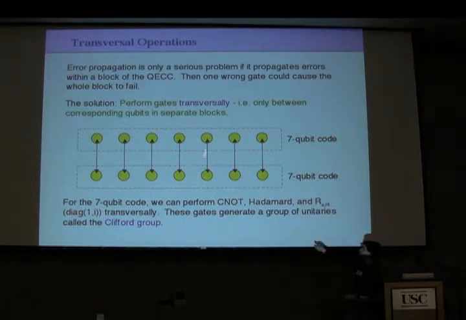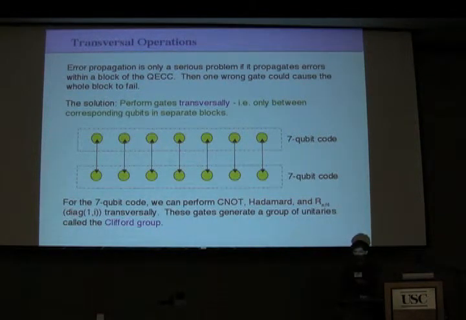So if one of these gates goes wrong, well, then we'll have one error up here and one error down here. Or if there was an error up here and we did a controlled NOT between the two, that error might propagate down here. But that's okay, because each of these blocks can correct one error. So one error in each block, that's okay. What would be bad is if we had a controlled NOT, say, from here to here within the same block, and that could cause two errors in the same block, and we don't know how to correct that using the 7-qubit code. It only has distance 3.